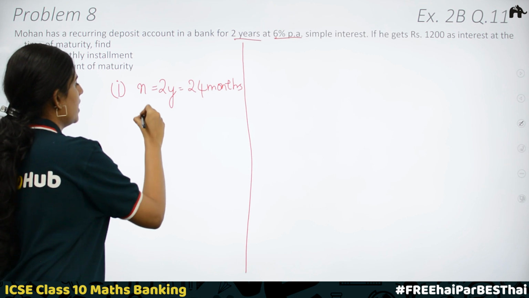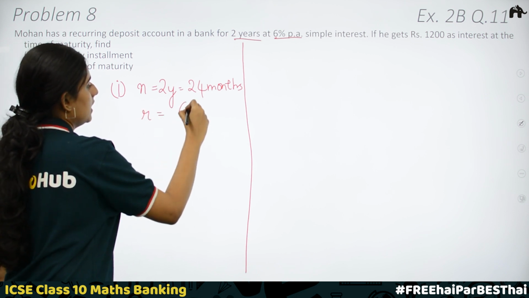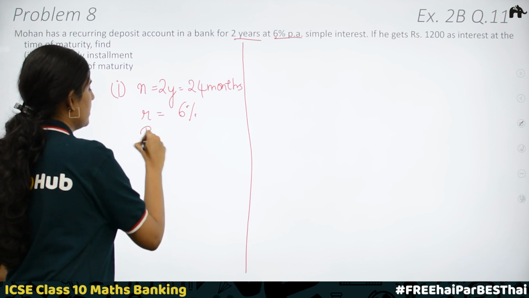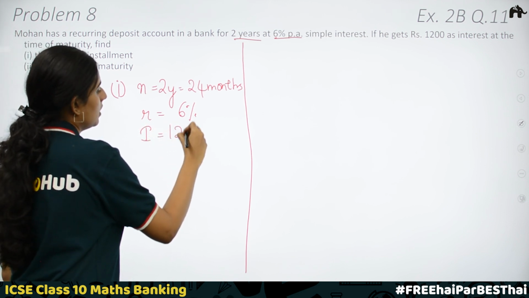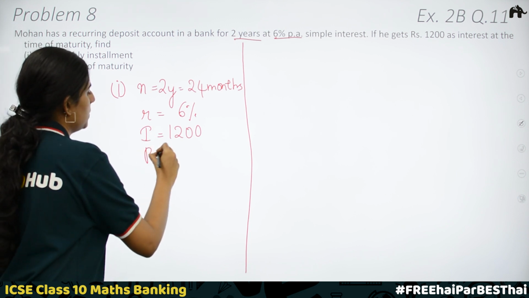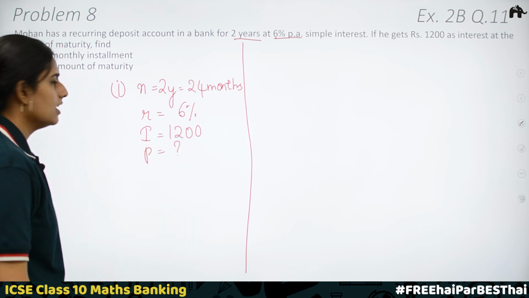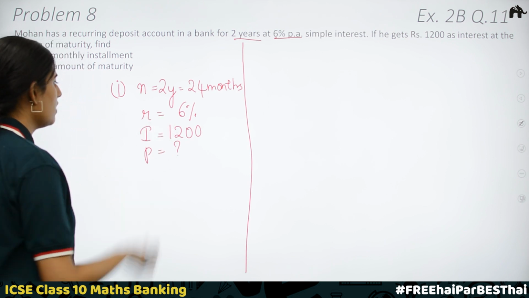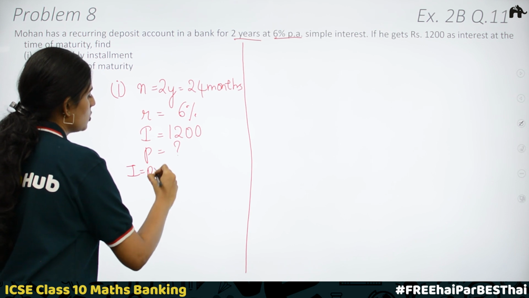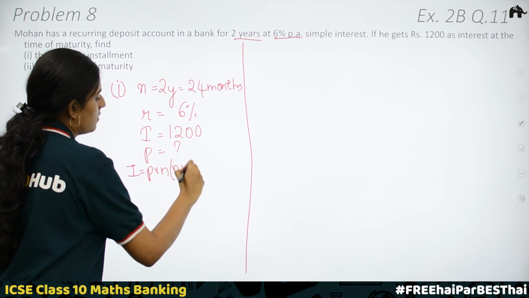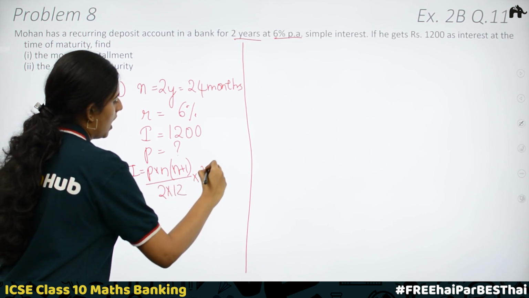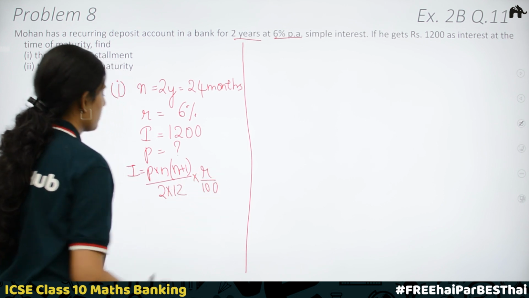Then R is given, 6%. Interest is given, I is equal to 1,200. Monthly installment P is equal to question mark. Just substitute the given values in the formula. I is equal to P into N plus 1 divided by 2 into 12 into R divided by 100.